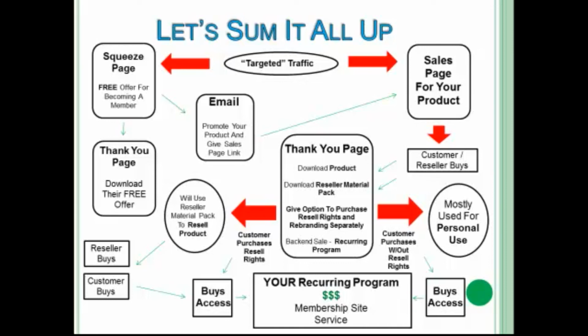Now, if a purchaser of your resale rights products opts in to purchase the additional resale rights to the product, then of course they will be primarily using the product as a resale product and will use the reseller materials pack to market the product and promote it to their network. They can also buy access to your recurring program. Then after the reseller starts marketing your product with the help from the reseller materials pack, and a reseller or a customer purchases the product, they are then given the option to opt into your recurring program also.